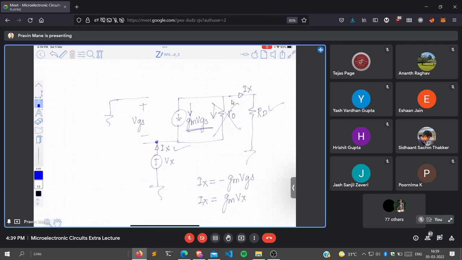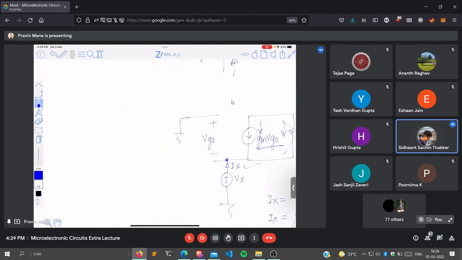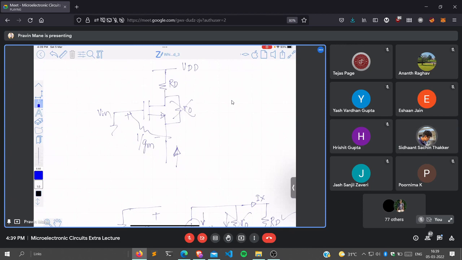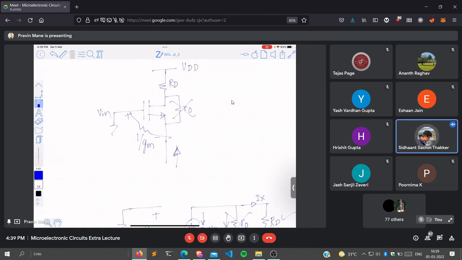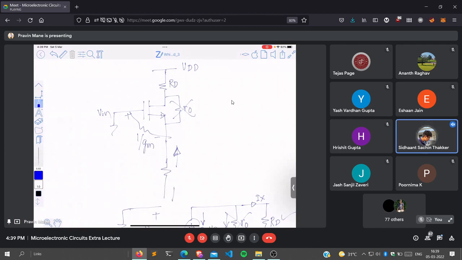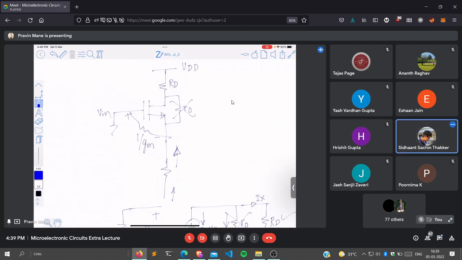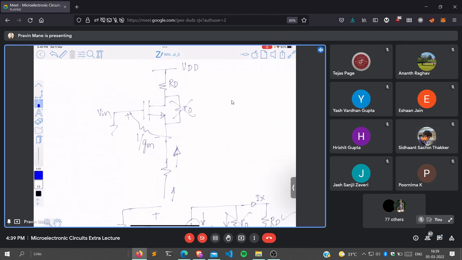Sir, when we were performing the transformation from the drain to the source, we divided by 1 plus GMRO, right? So in this case, the total resistance, we can just take it as RS plus RD plus RO upon 1 plus GMRO. Yeah, if RS is present here, that will become the total resistance as seen through drain and source. Okay, got it. Thank you, sir. Any other question? Anything you want repeated?